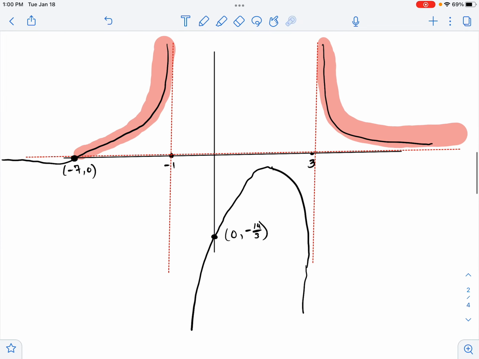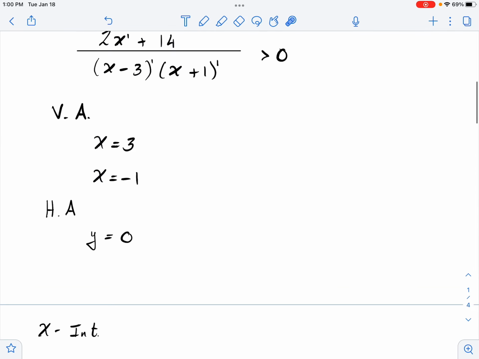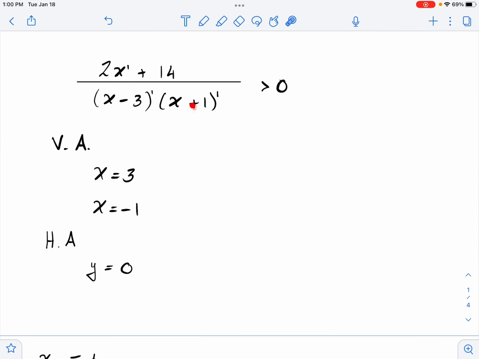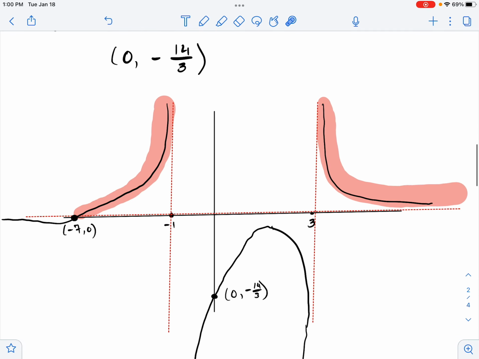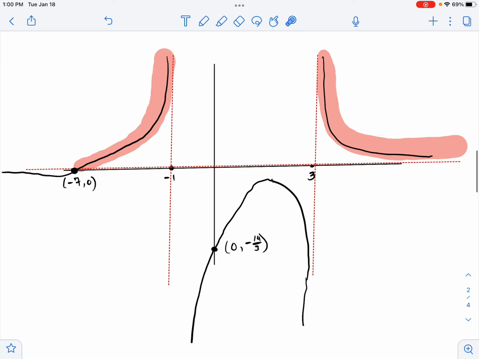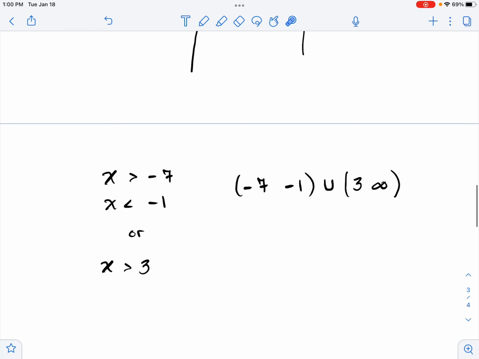Obviously, at exactly minus 1, my function is undefined because my denominator, go back up here, my denominator would be 0 at a value of x of minus 1. That's why I have that asymptote there. And so that is the answer. Minus 7 to minus 1, and from 3 to infinity.